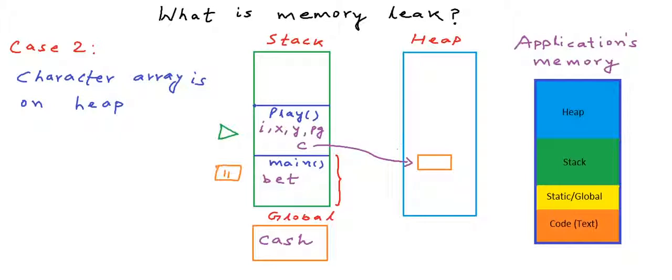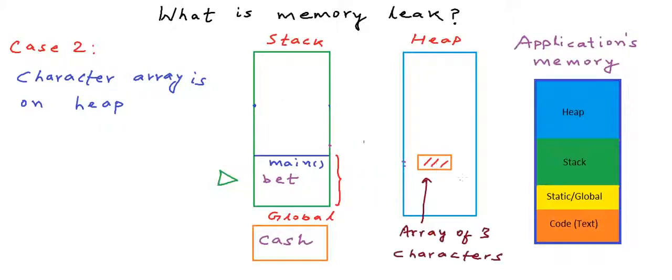So here we have created the array on the heap, and we have kept only a pointer variable on the stack. Now when the call to play function finishes, the memory allocated for its execution will be reclaimed. All the local variables will go away, but this memory on the heap will lie unused and unreferenced, and it will not get deallocated. Anything on the heap has to be explicitly deallocated by making a call to free function or by using the delete operator.